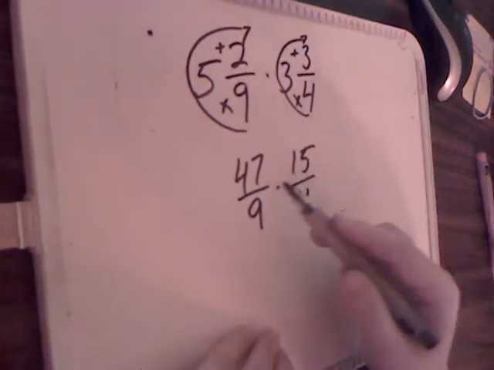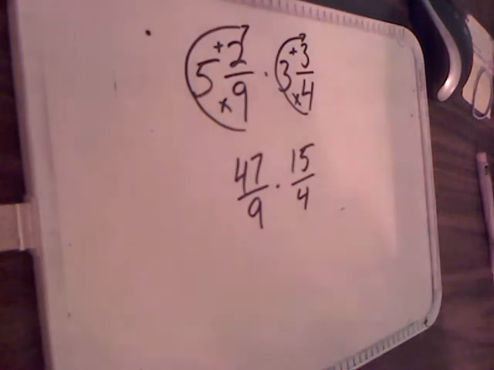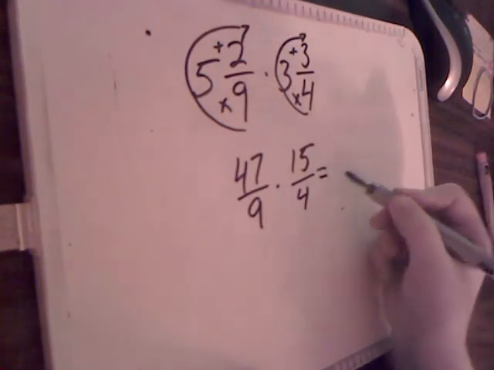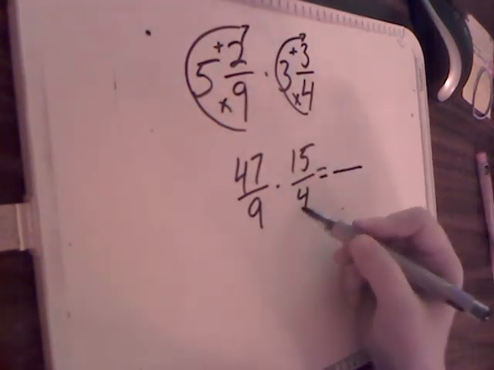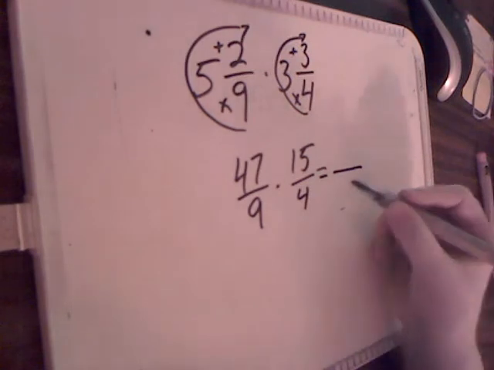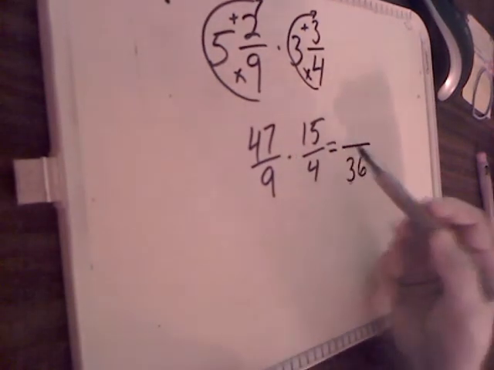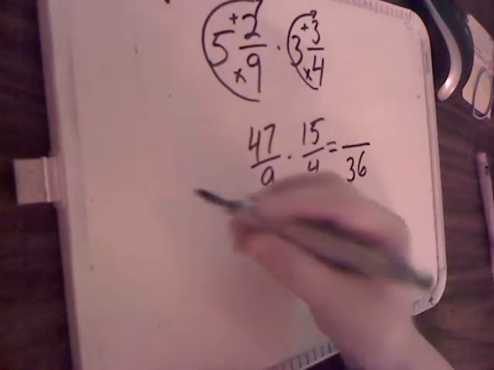We do have a big number up here. Don't let that scare you. It doesn't really change anything, it just means you have a little bit more multiplication to be doing. We know automatically that we can put that denominator down because 9 times 4 is 36. Let's take a look at multiplying 47 times 15.